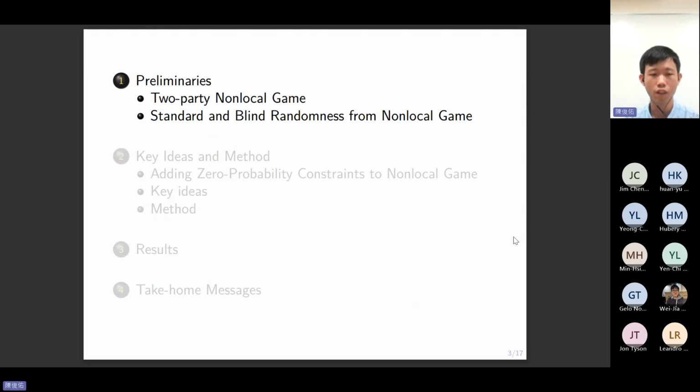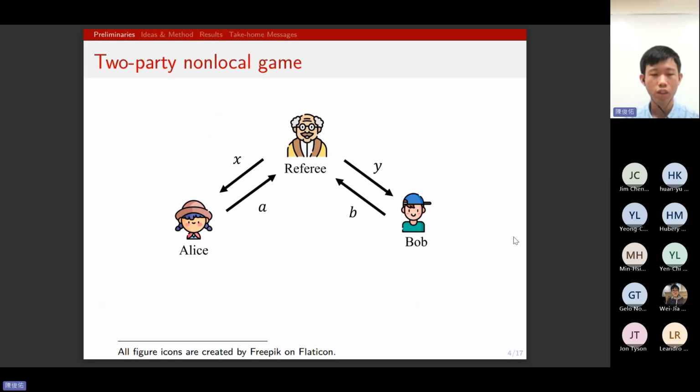Okay, let's start from the introduction to a non-local game. For a non-local game, there will be a referee and two or more players. We consider a two-party case, so there are only two players. Also, because of the term non-local, the players are not allowed to communicate with each other during the game.